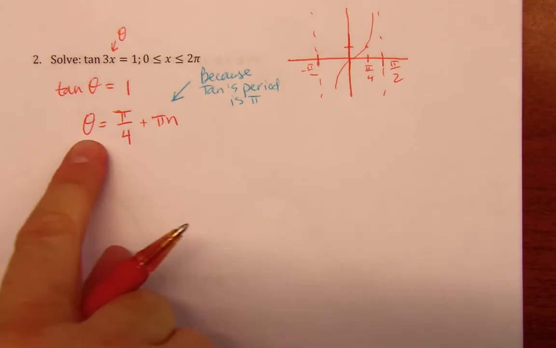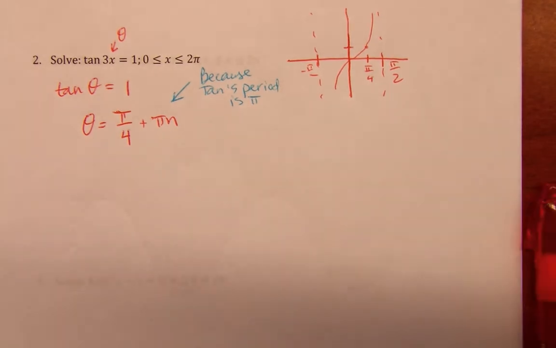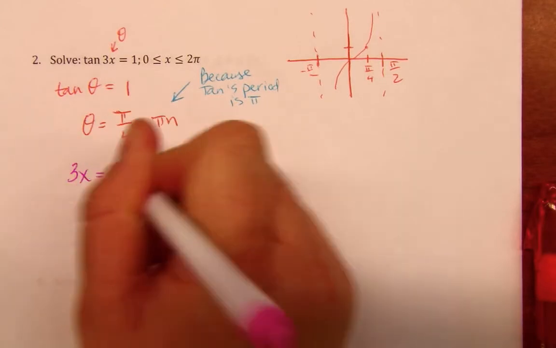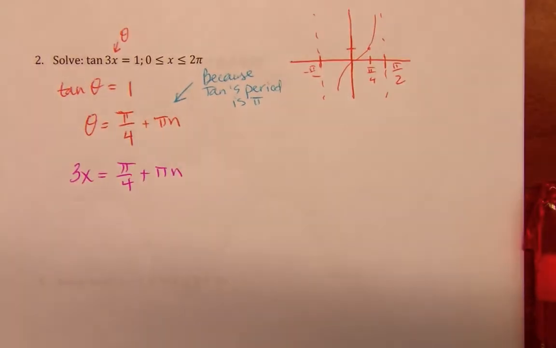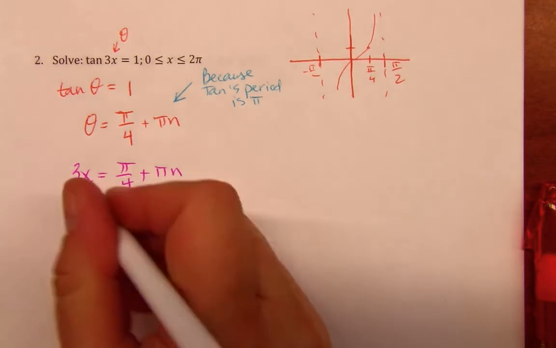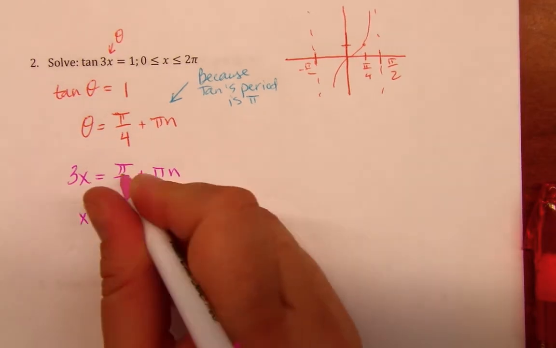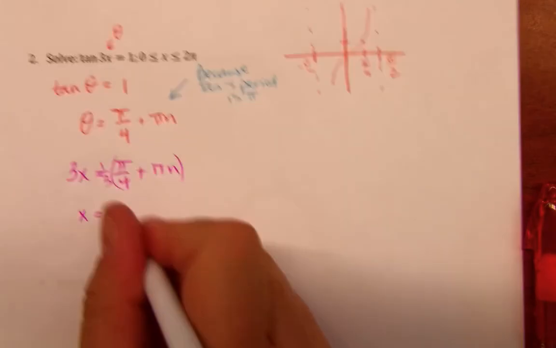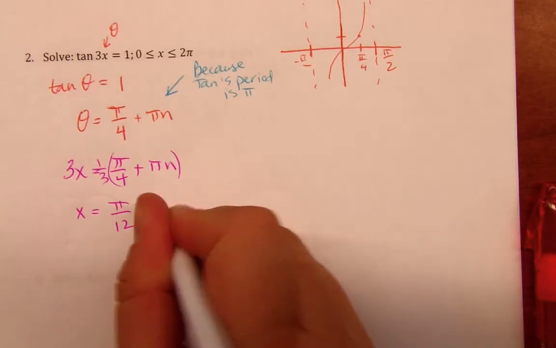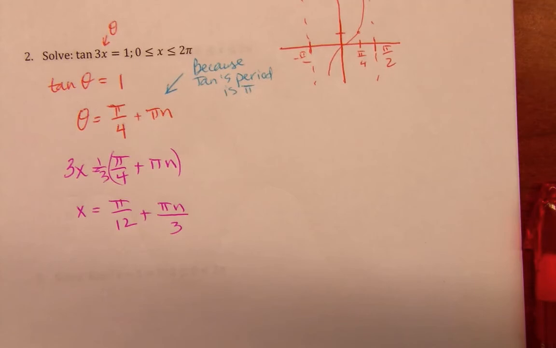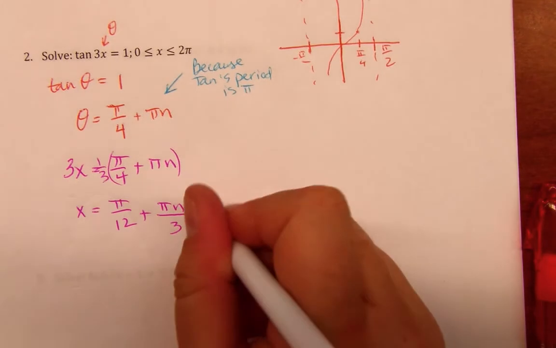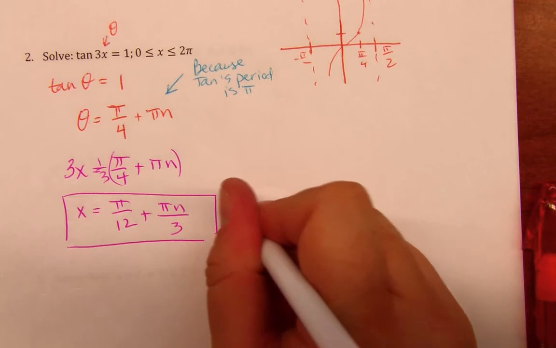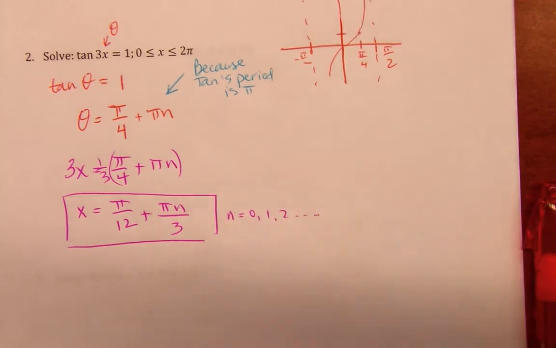Okay, but remember, we're not actually working with theta, we're working with 3x. So what we need to do then is solve for x, and dividing by 3 or multiplying by 1/3, we have pi over 12 plus pi n over 3. And this will be our answer when n equals 0, 1, 2, and so on.